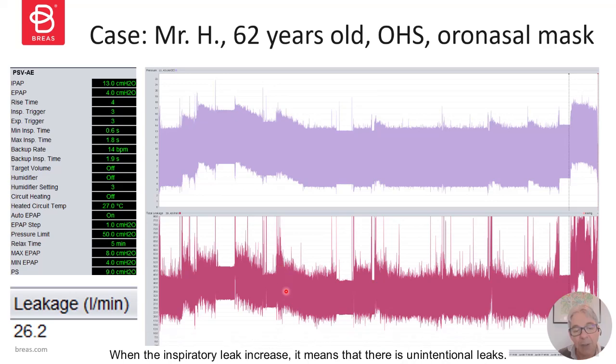When the inspiratory leak increases, it means that there is unintentional leaks.